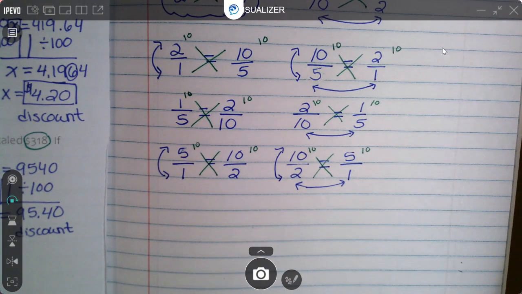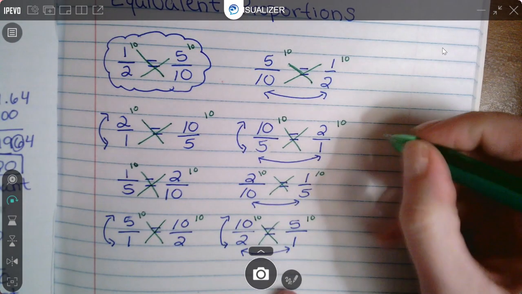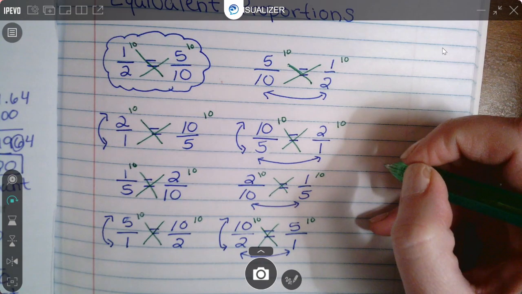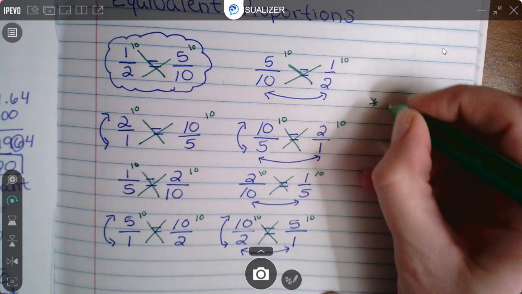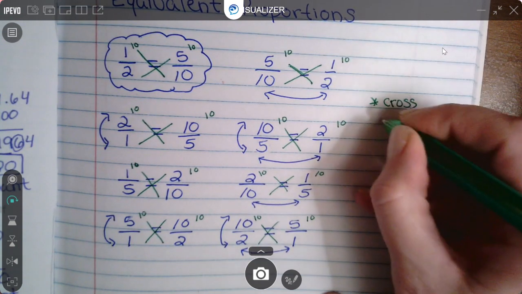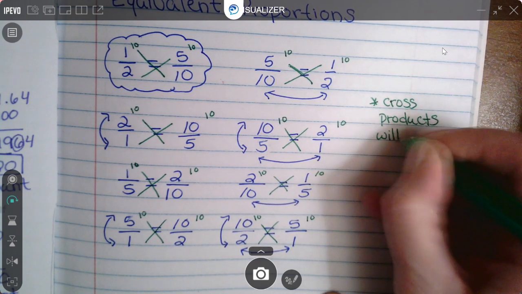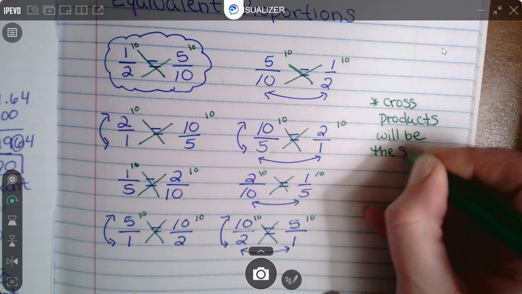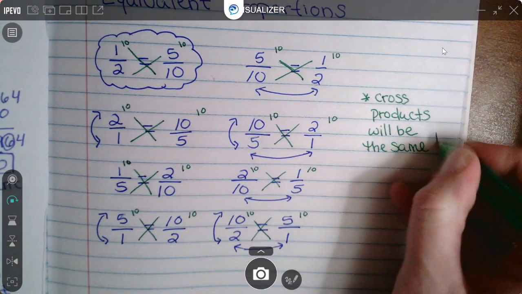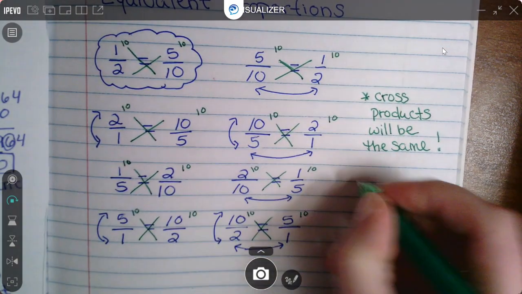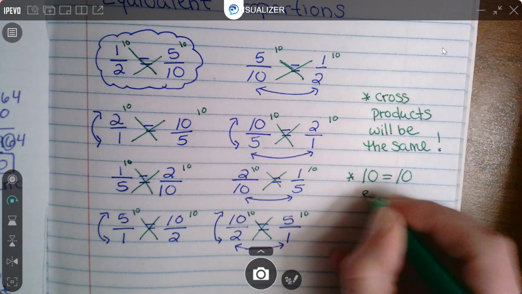So we're just going to make a little note over to the side where you have some space along here, is that your cross products, when you cross multiply, will be the same. And in this case, my cross products were 10 each time. So I could say 10 equals 10 each time.